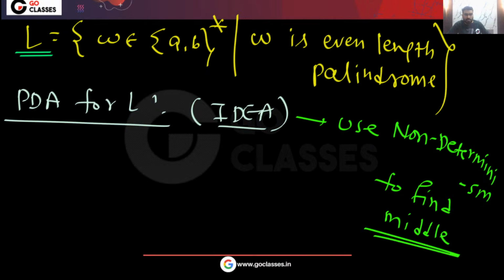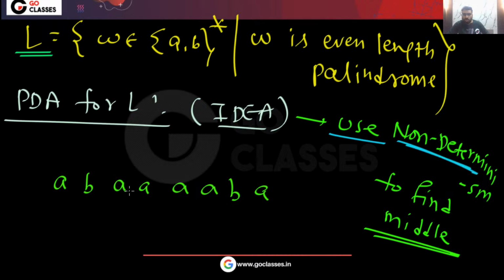So you can see basically some string is given to you. If I give you some string A, B, A, okay, then what you will do? You will use non-determinism. Remember, you are going to use non-determinism. So basically you will push every symbol. After every symbol you will think, maybe this is the middle, or maybe this is not the middle. So either you will push.